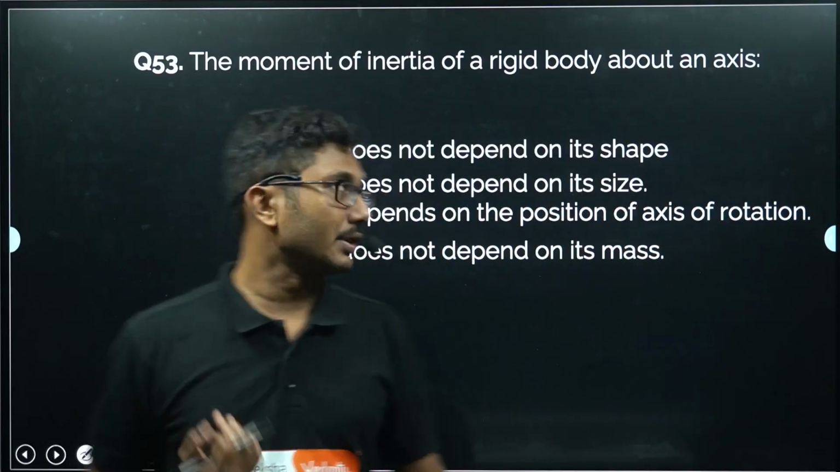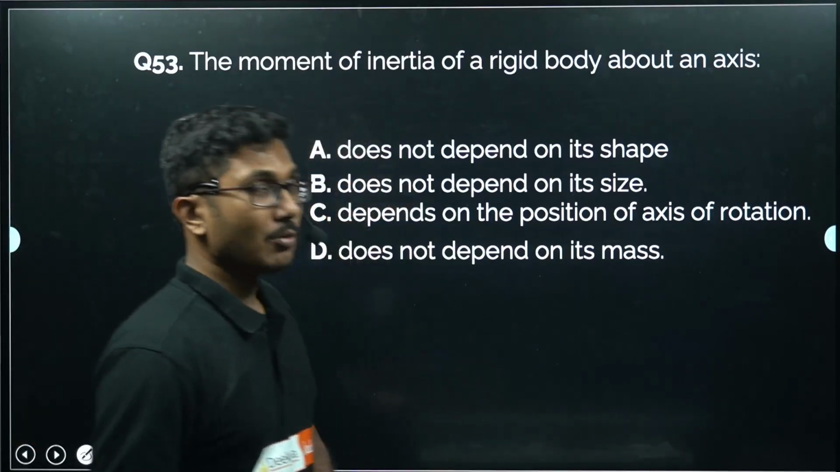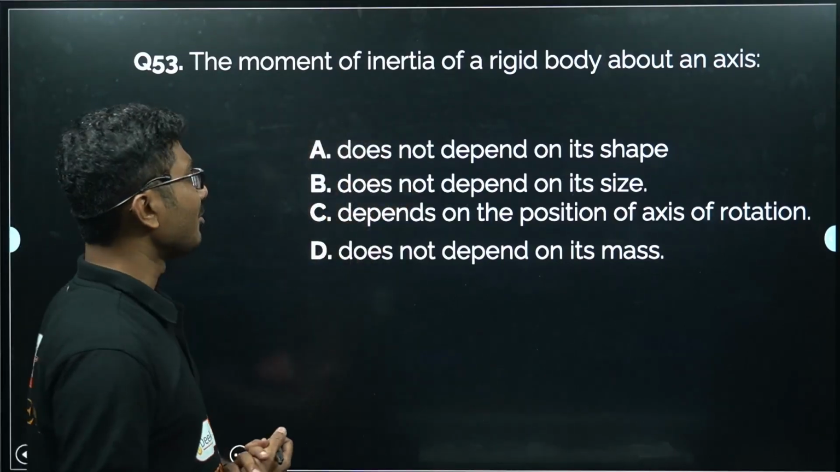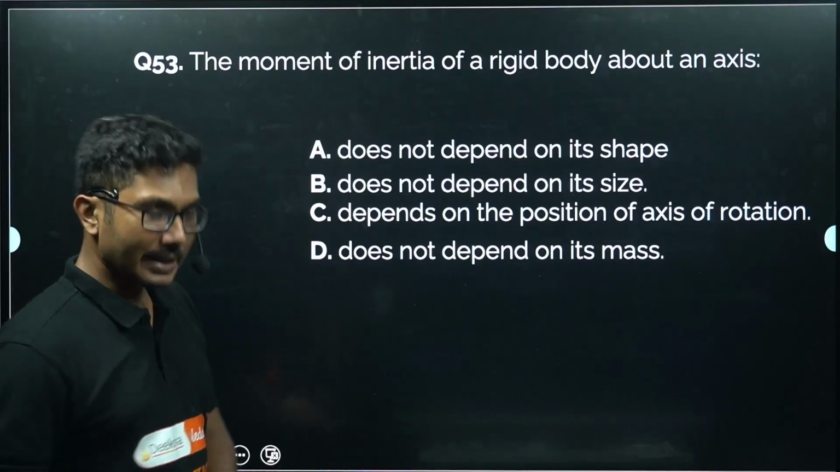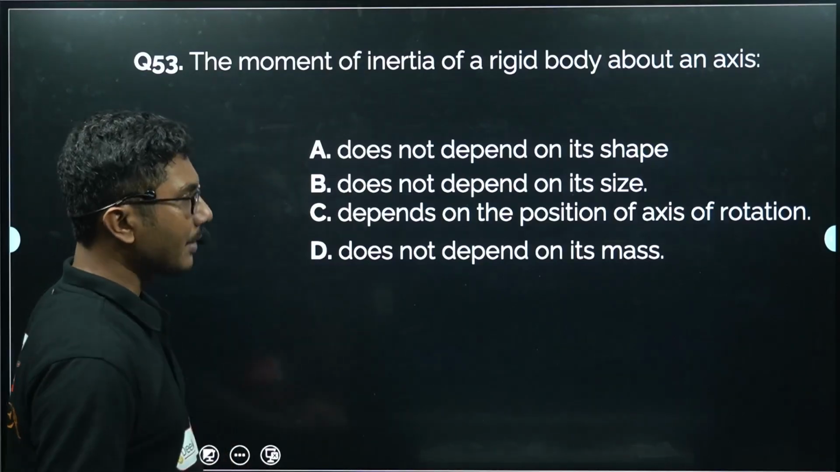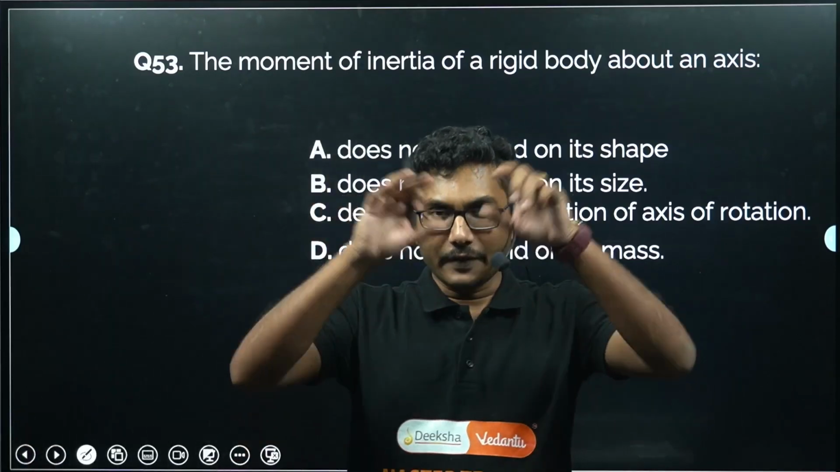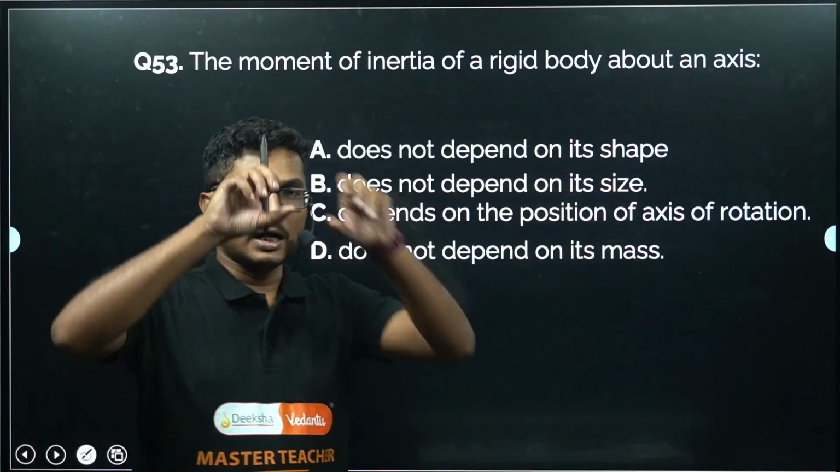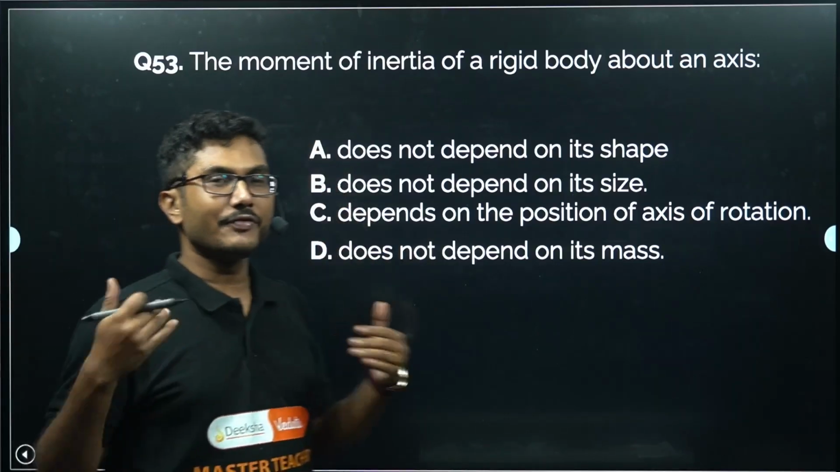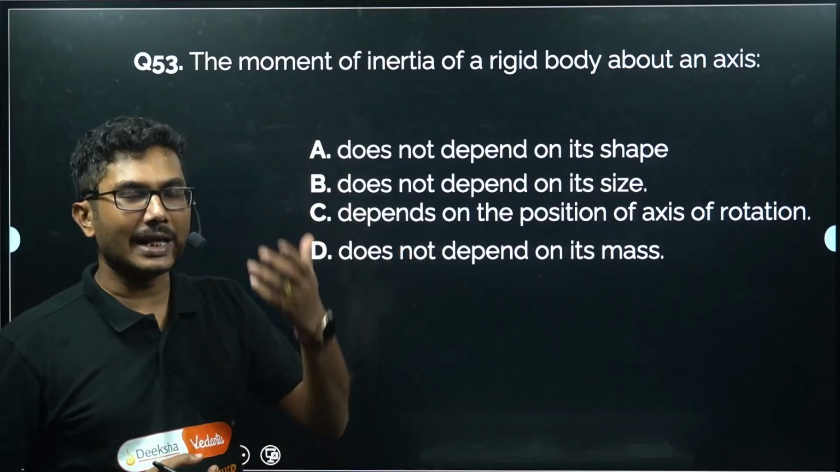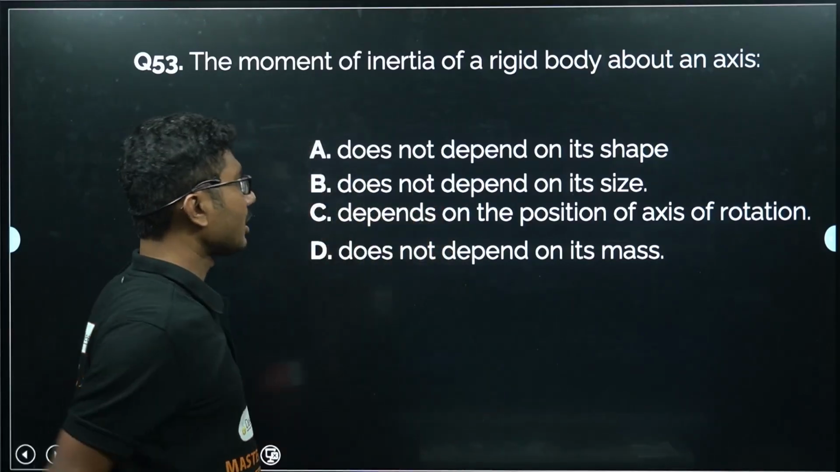The moment of inertia of a rigid body about an axis does not depend on its shape. No, it depends on its shape. Does not depend on its size. No, it depends on the size. If you have seen different objects, for example a circular ring, circular plate, a square plate, they all have different moment of inertia depending upon the length, depending upon the shape, depending upon the size. So these all are not correct.